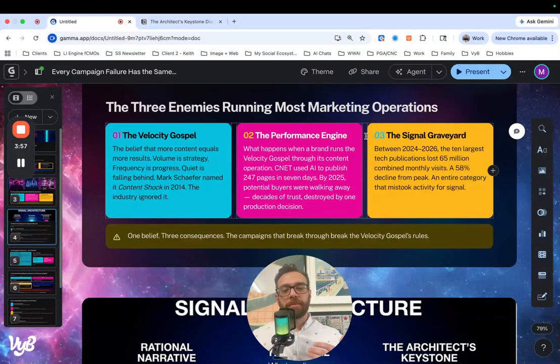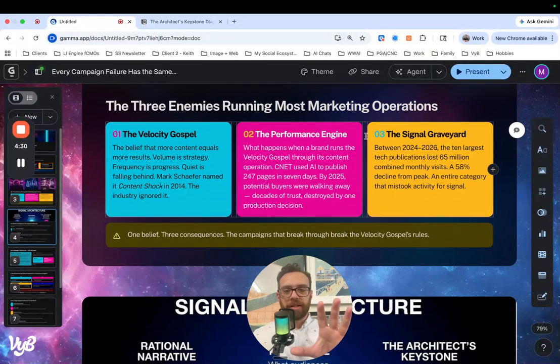By 2025, potential buyers were walking away. Decades of trust destroyed by one production decision. And then the next example, this leads to what I call a signal graveyard. Between 2024 and 2026, the 10 largest tech publications lost 65 million combined monthly visits. So just because you have volume does not mean you have signal. A 58% decline from peak, and an entire category mistook activity for signal.